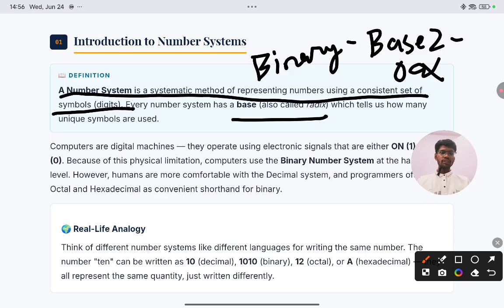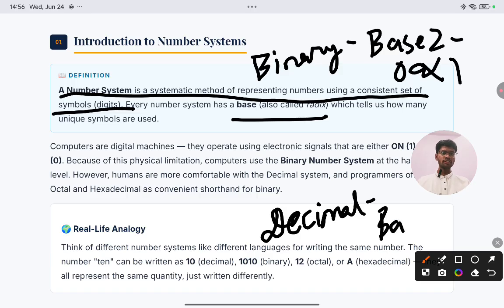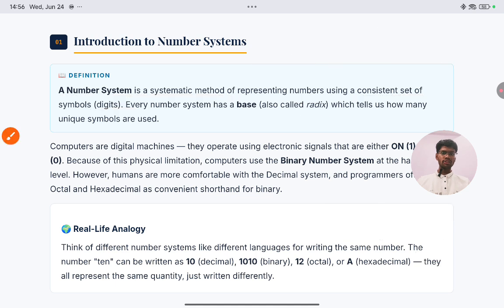Likewise, the decimal number system that we know is of base 10. Sorry, I said base 9 earlier, it is base 10. It uses the digits from 0 to 9. The total digits are 10.